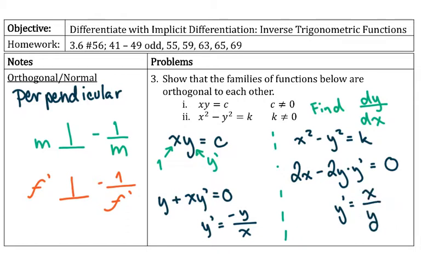So now we can show that these are in fact perpendicular, because negative y over x is the negative reciprocal of positive x over y.